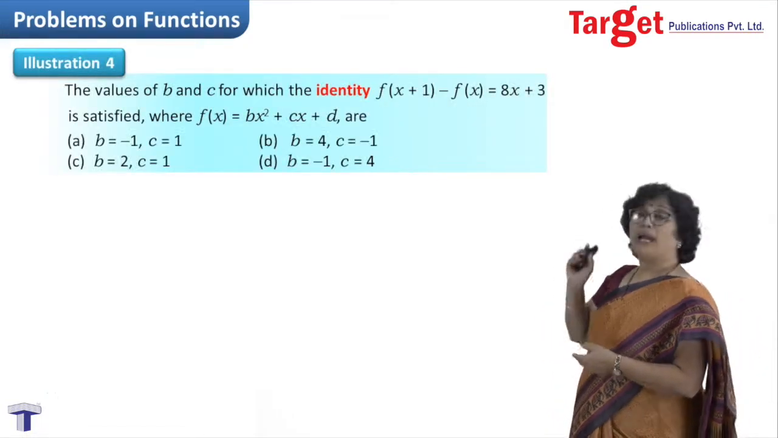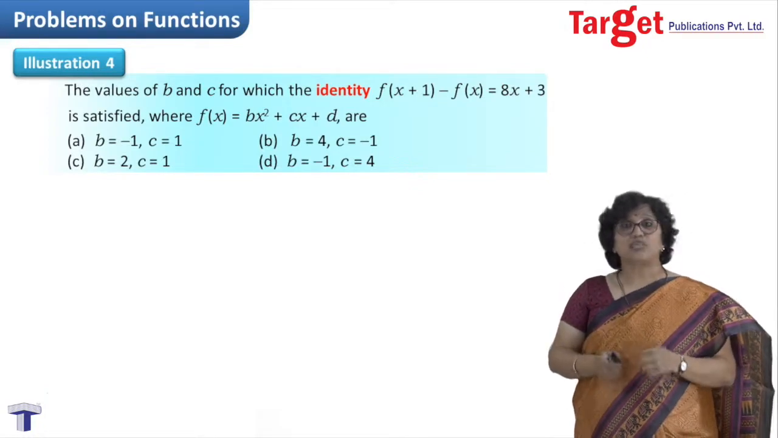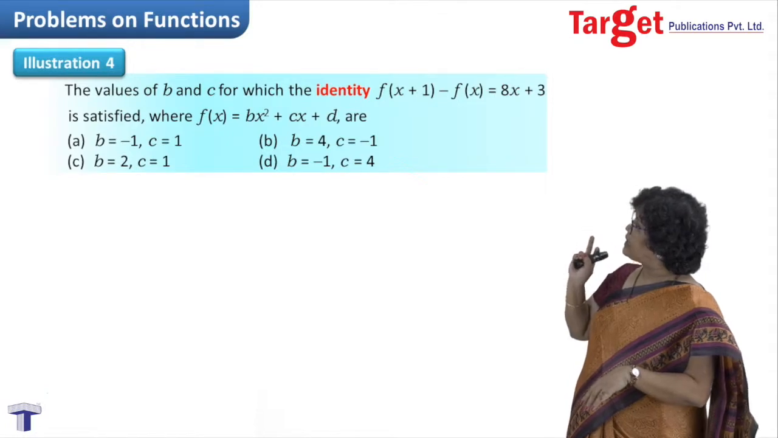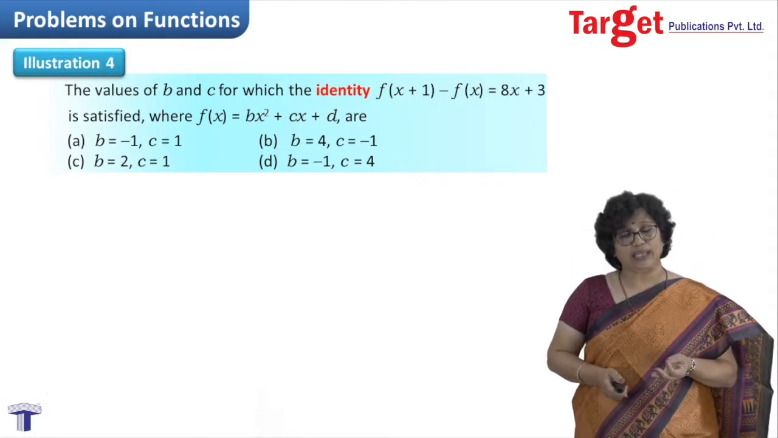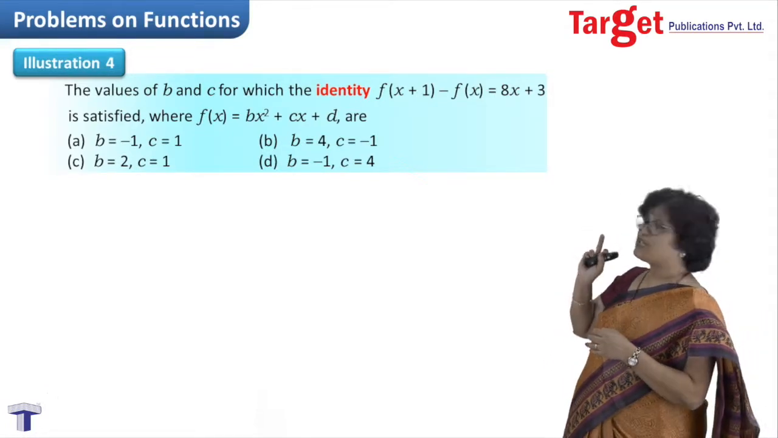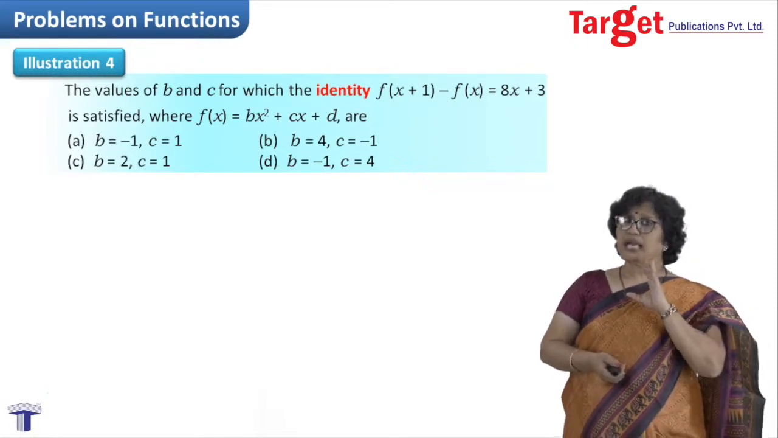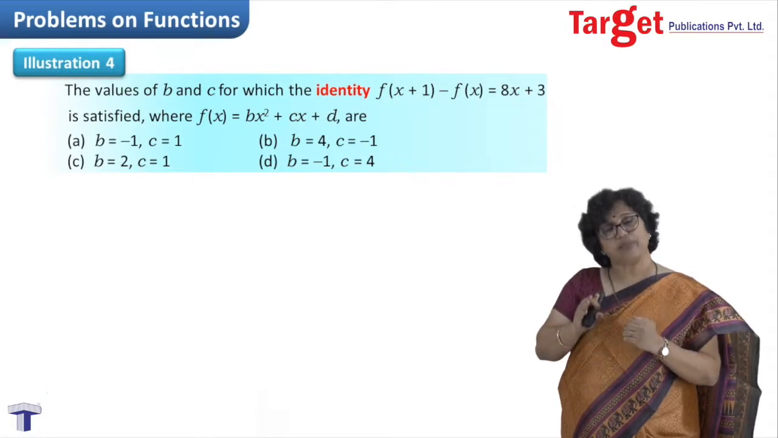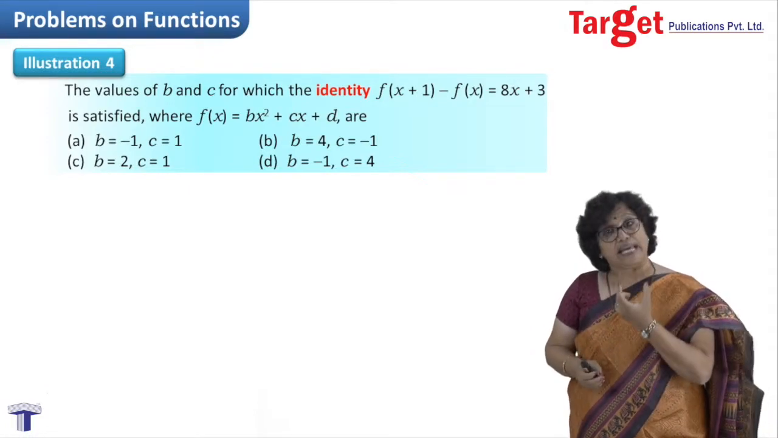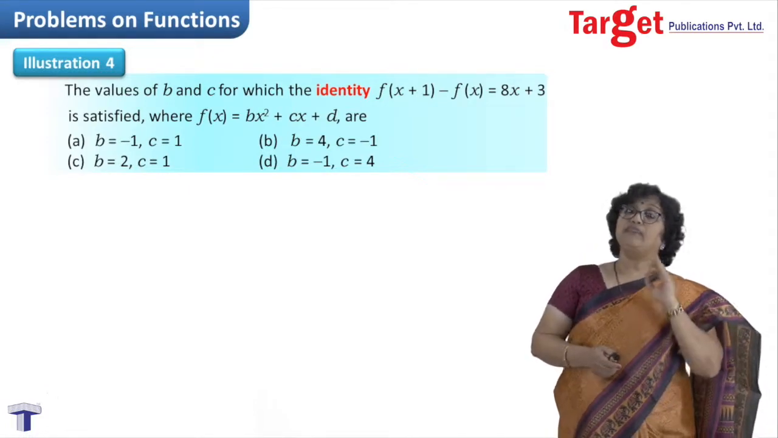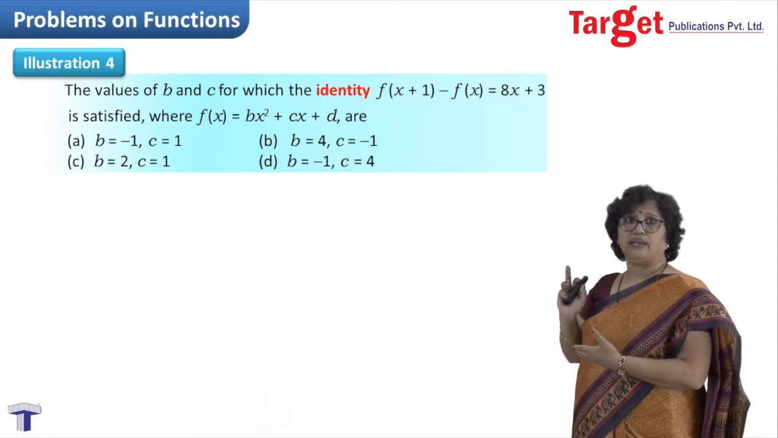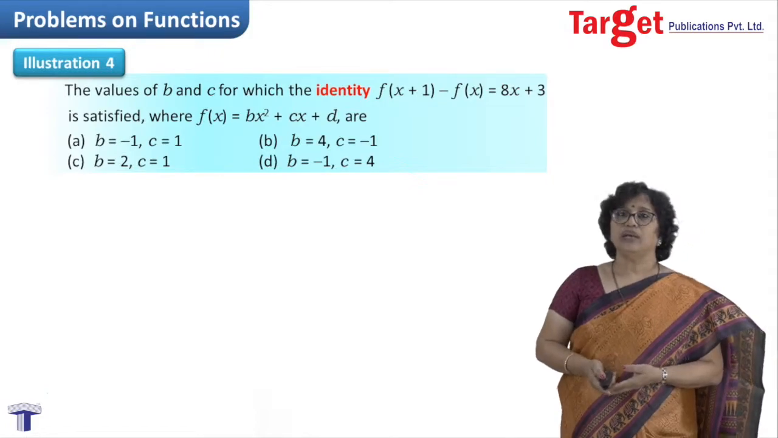Here, my f(x) is given to be bx square plus cx plus d, a quadratic polynomial. And there is one identity given, f of x plus 1 minus f(x) equal to 8x plus 3. That means I am expected to actually substitute in place of f of x plus 1 and f(x) that bx square plus cx plus d. And we are asked the values of b and c for which that identity would be a true statement. Now let us start.